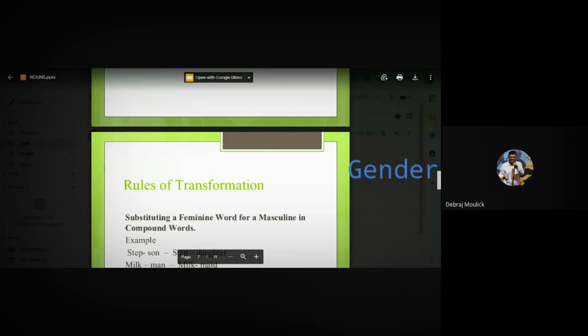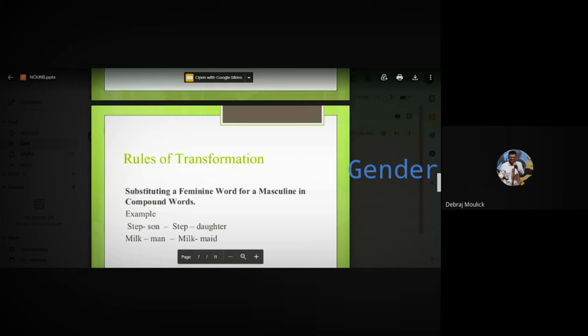So here the son becomes daughter. See, you have to choose the masculine word. In stepson and milkman, man is the masculine one. In stepson, son is the masculine one. So you just change the masculine one, right? So that's it.